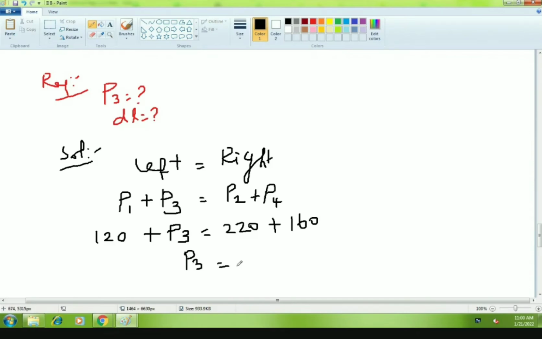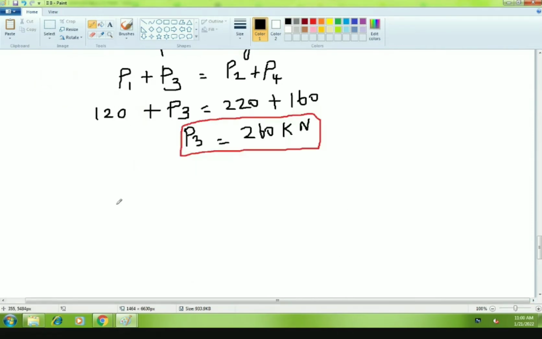220 plus 160 minus 120. 260. 260 kilonewton. So what is the P3? 260. So any difficulty to find that value of P3? No, sir, we found that easily. Now we want to find the DL. So quickly tell what is the DL formula?